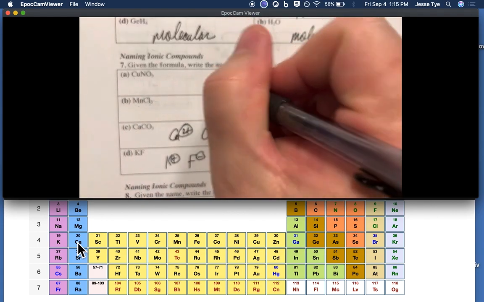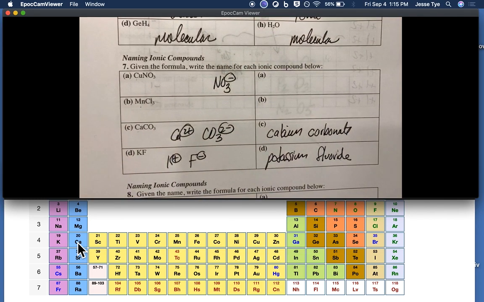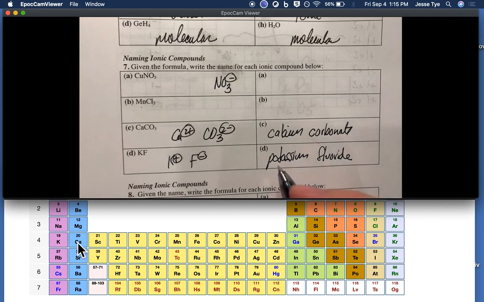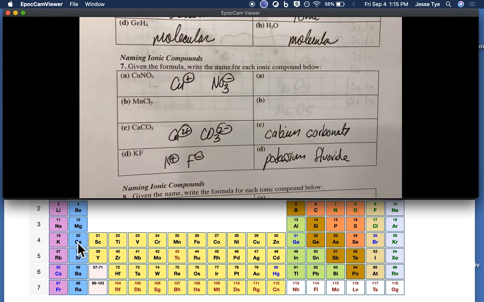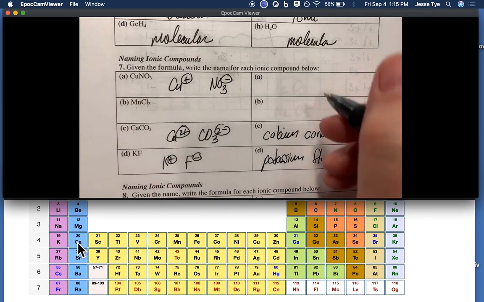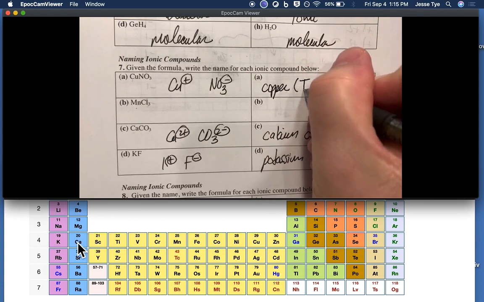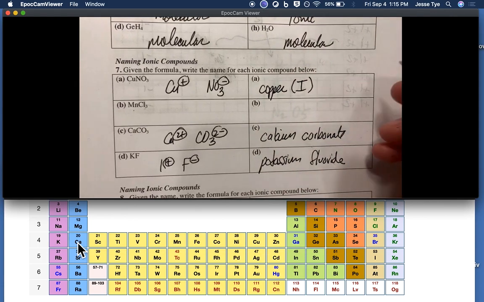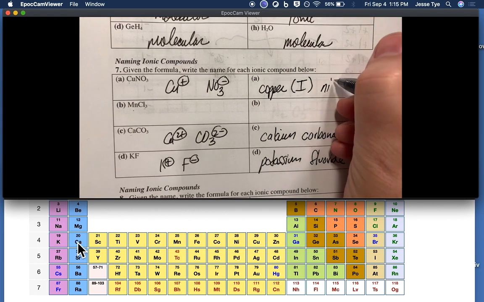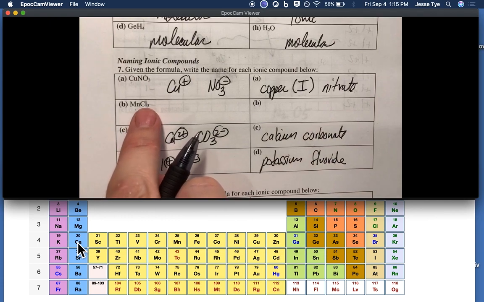All right, now these are going to require more work. So you would either need to know or have from a list that NO3 is NO3 with just a minus 1 charge. And that's important because the whole thing's neutral. That makes my copper be copper 1. And so now I'm going to use copper, and I add a Roman numeral to tell me that's copper 1, nitrate.